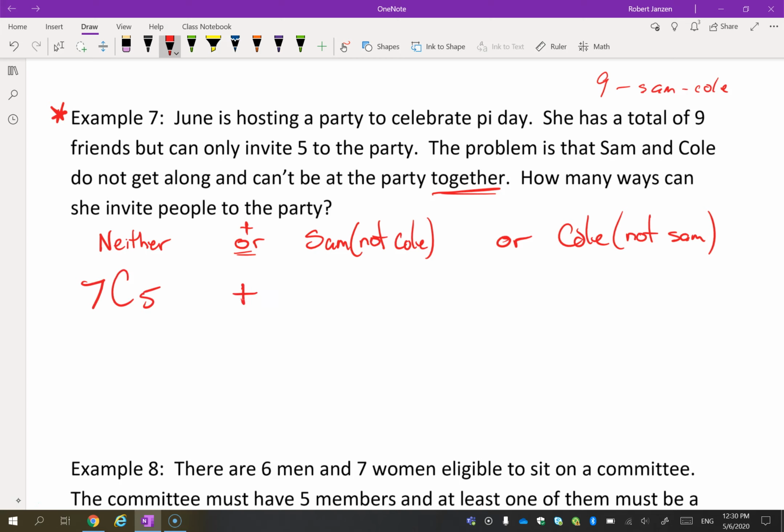Or, all right, if you're inviting Sam, that means you're choosing him. Now, you don't need to write 1 choose 1, but that means you're choosing Sam. Okay? Then how many people are left? So now Sam is coming, but Cole is not. So now there are how many other people?